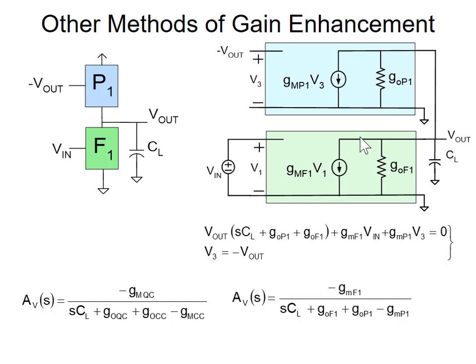Because what could happen now? How are GMs typically compared to G outs? Much larger. What about this amplifier? If GM is much bigger than the G outs, you could have the right half plane pole. Right half plane pole. Oh. Unstable amplifier. Bad idea.